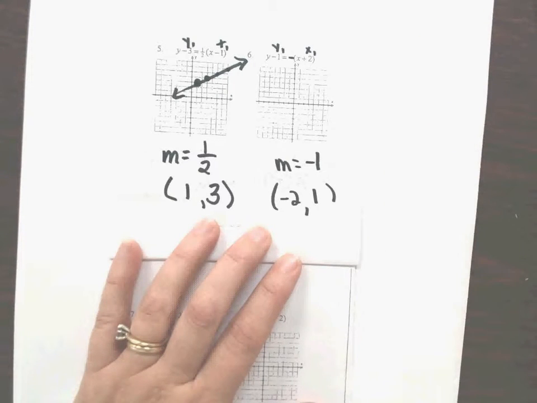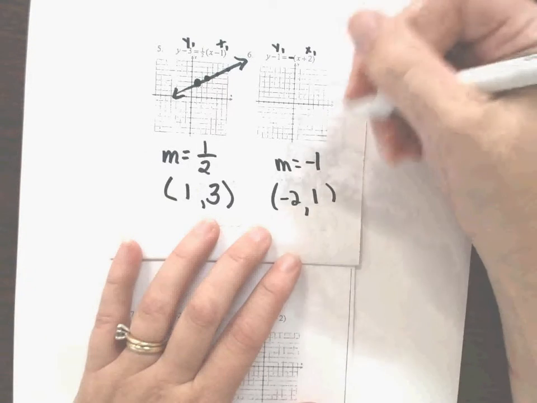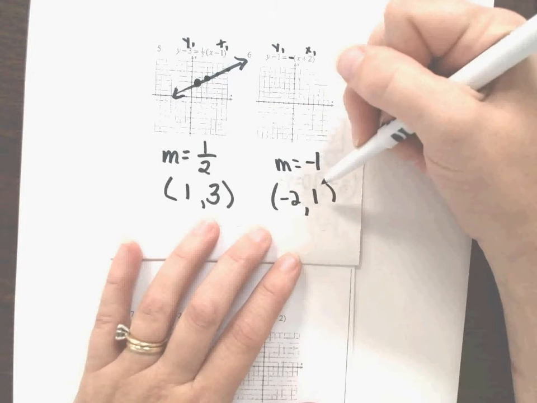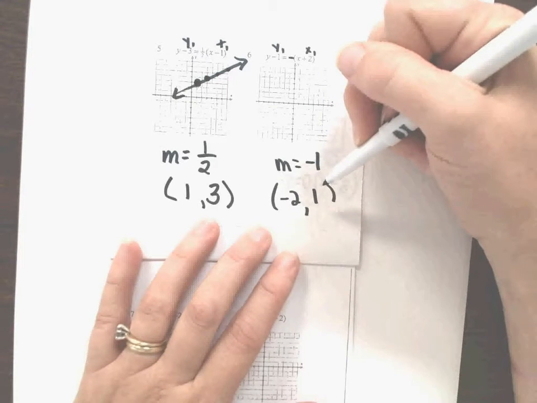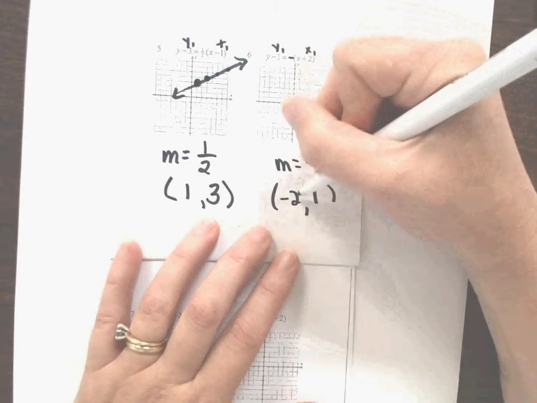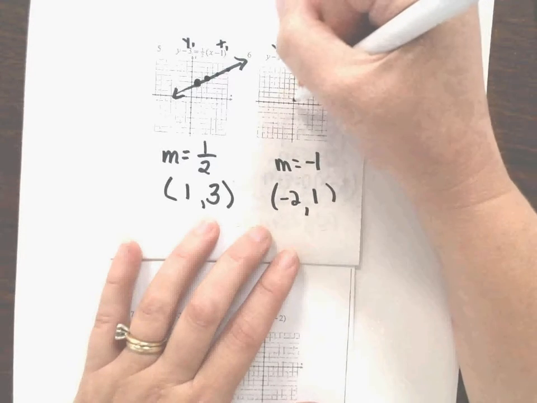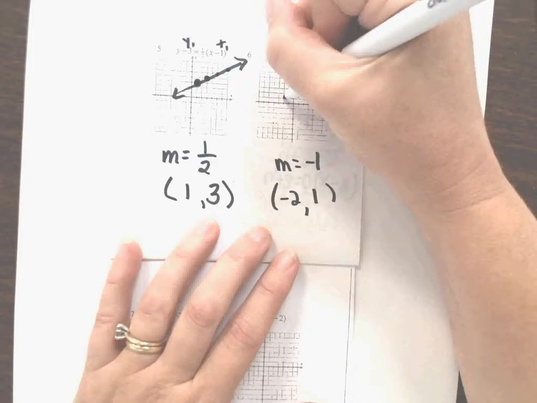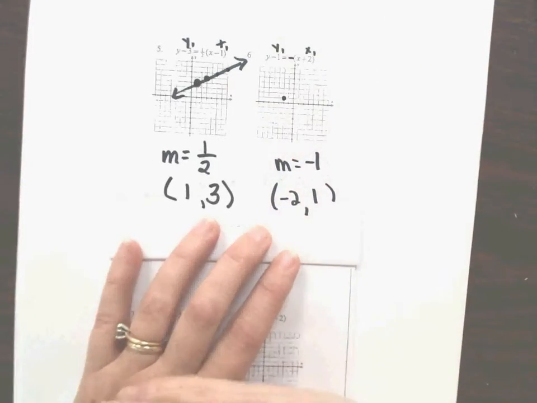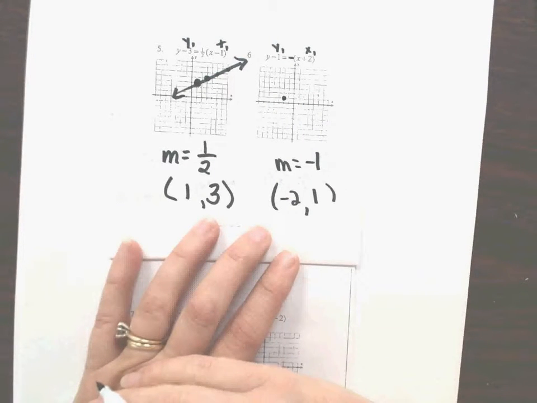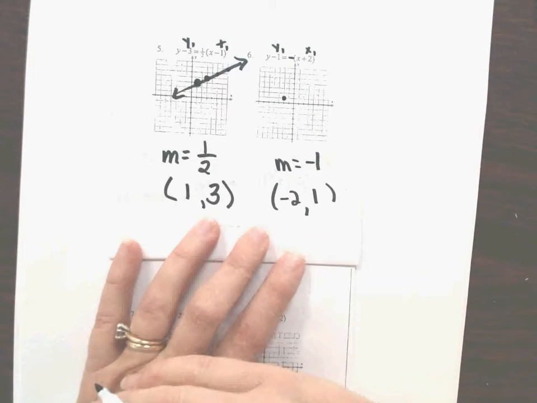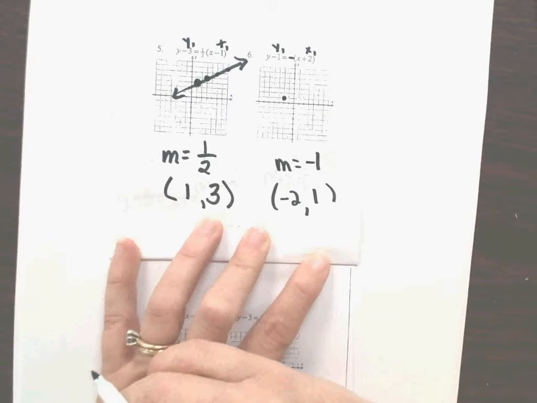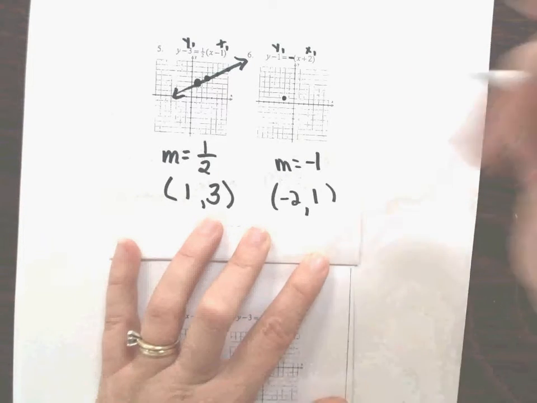So when I graph this ordered pair, for those of you that keep messing up your ordered pairs, this is left and right first. So I'm going to go left 2 and then up 1. Why did you do that? I thought you did the slope first. Nope. Always ordered pair first.